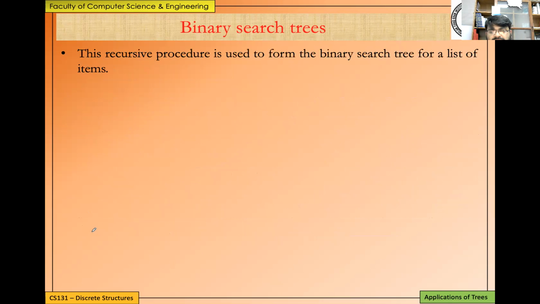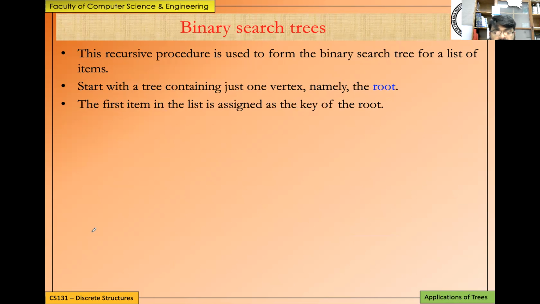So this recursive procedure is used. By this way, we can actually label each vertex within a binary search tree, and this can then be used to form the binary search tree for a couple of items that we can define numerically. So we start with a tree containing just one vertex.